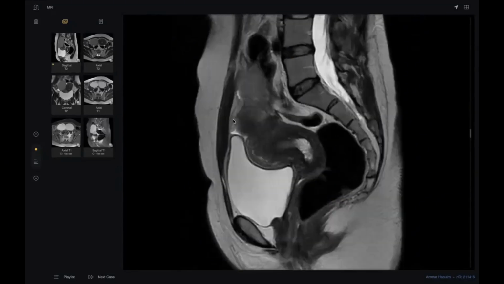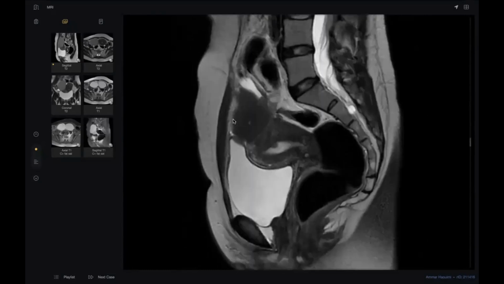Here the cysts are oblong-shaped and large in size, located anterior and superior to the fundus of the uterus. Give me your final diagnosis, please, and the management.